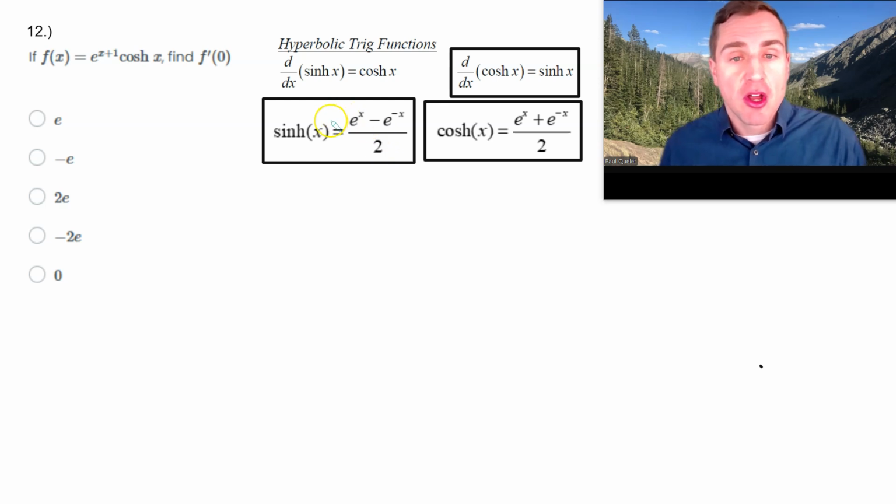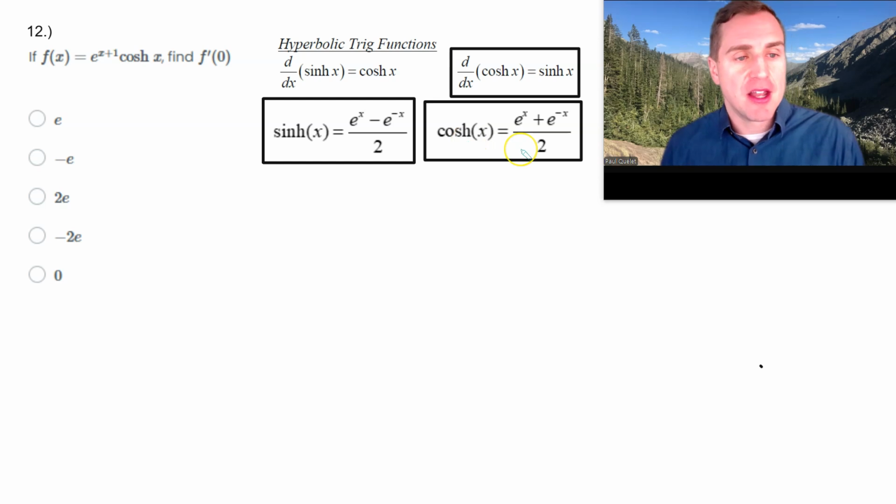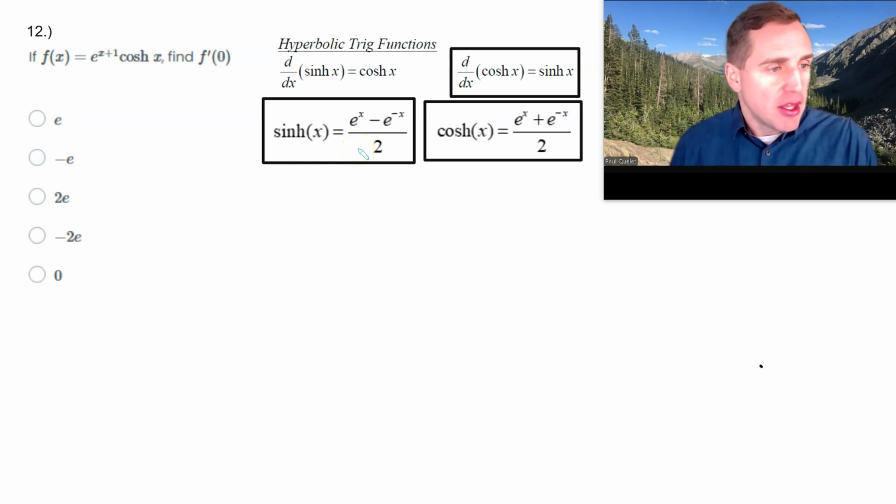Turns out that they're co-derivatives of each other. And then here's the definition of hyperbolic sine and hyperbolic cosine in terms of these exponentials. Well, what we should do is use the product rule on this function, and when we get to the hyperbolic cosine derivative, it's hyperbolic sine. And then we'll use this definition to plug in. Okay, so let's get this started.